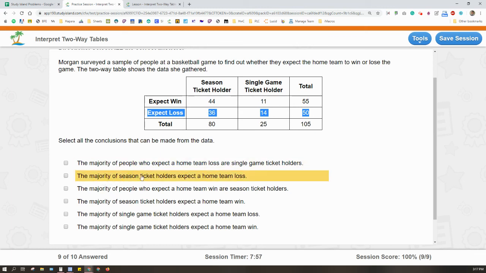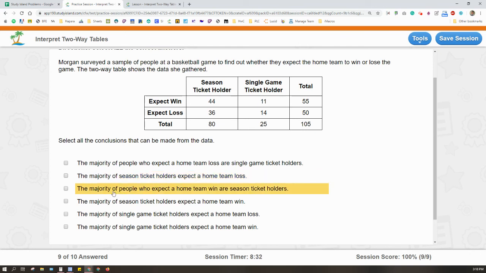The majority of season ticket holders expect a home team loss. Okay, let's go to the season ticket holder column. Is that true? Well, there's 80 season ticket holders, 36 expect a loss. That's less than half. So is that a majority? Absolutely not. So this statement is not true either. The majority of season ticket holders expect a win, as a matter of fact. 44 out of the 80 expect a win. So this is not true either.